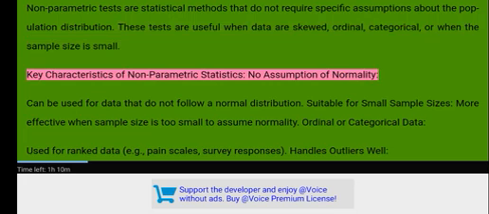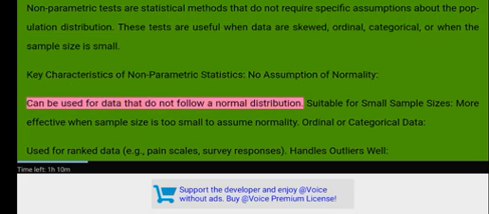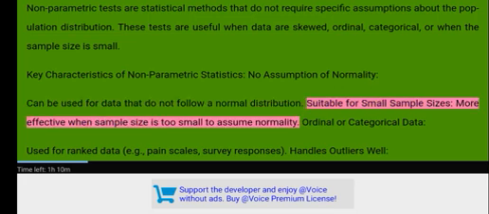Key characteristics of non-parametric statistics: no assumption of normality. Can be used for data that do not follow a normal distribution. Suitable for small sample sizes, more effective when sample size is too small to assume normality.